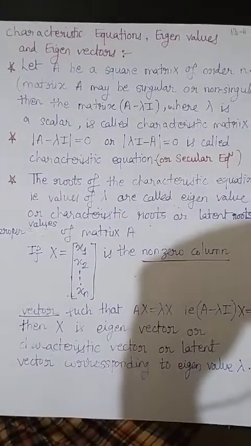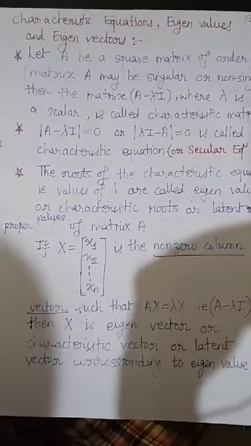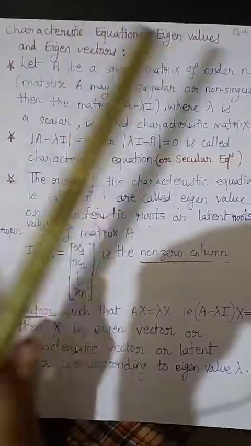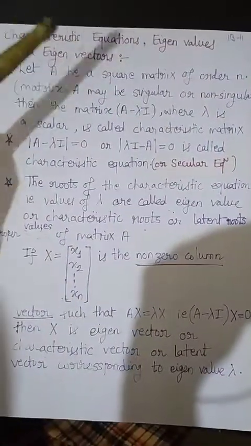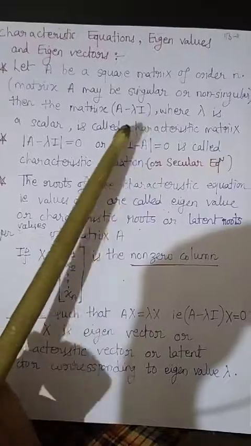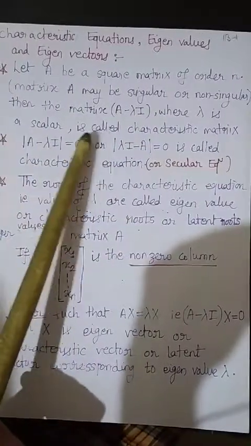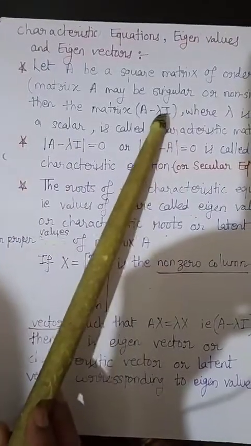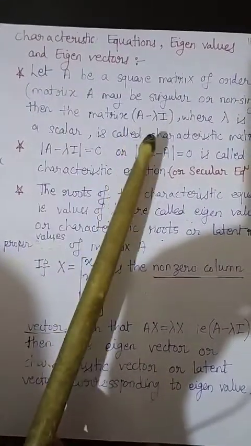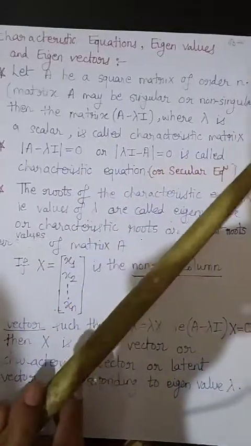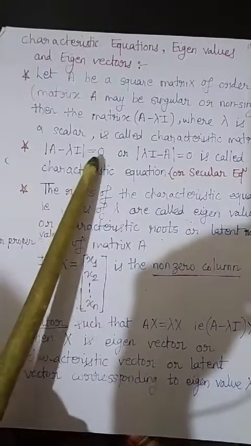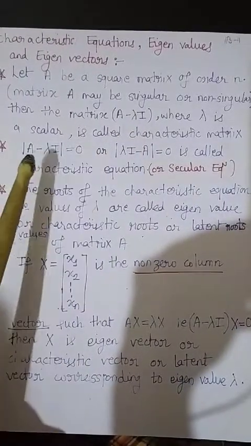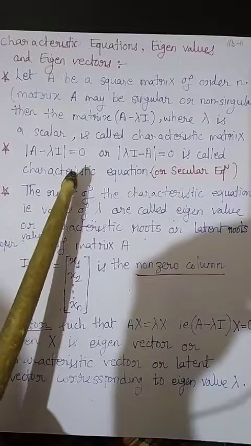So what is characteristic equation? Let A be a square matrix of order n, where A may be singular or non-singular. Then the matrix A minus lambda I, where lambda is a scalar, is called the characteristic matrix, where the order of I is the same as that of the matrix A. When we write the determinant of this matrix equated to 0, we get the characteristic equation.